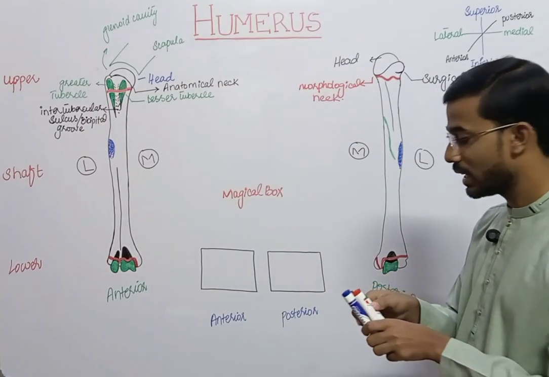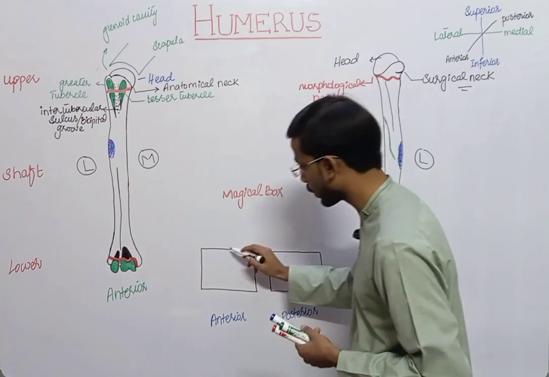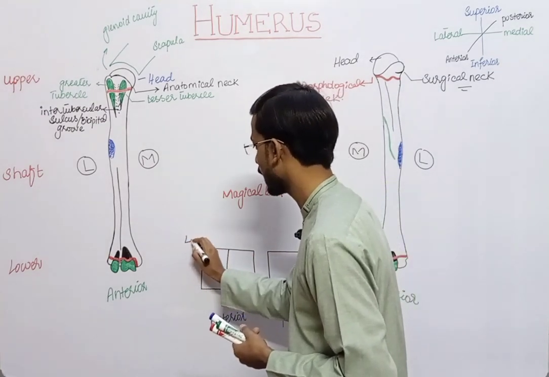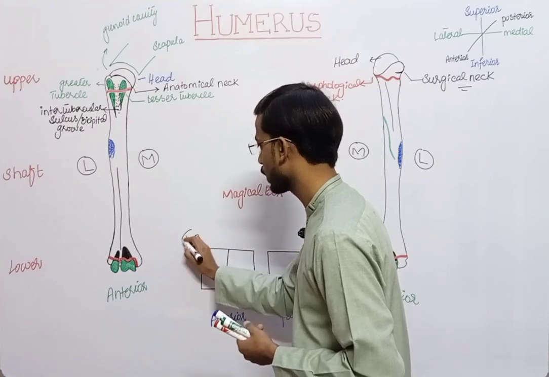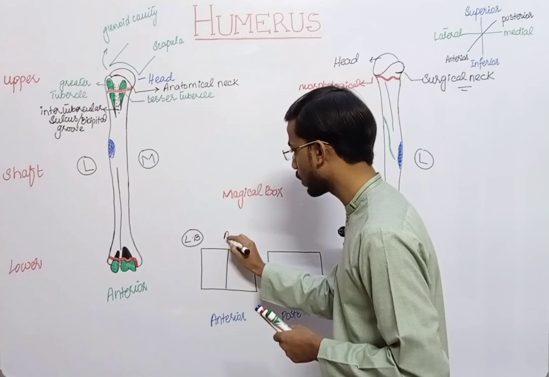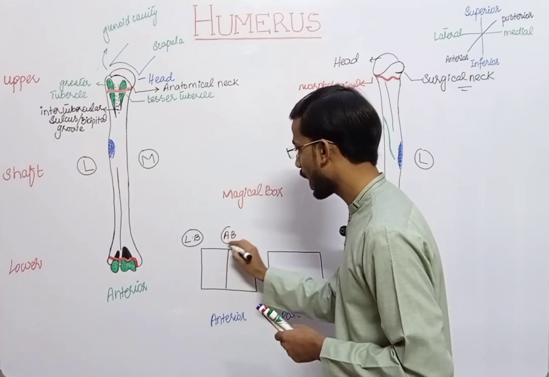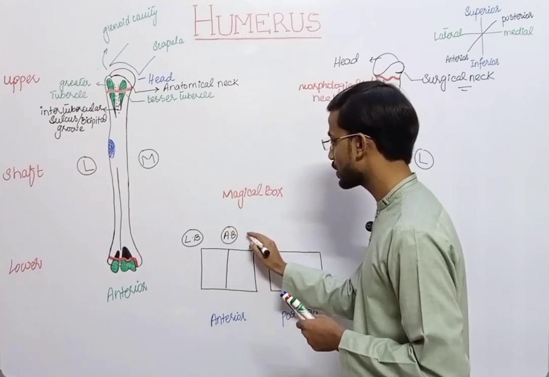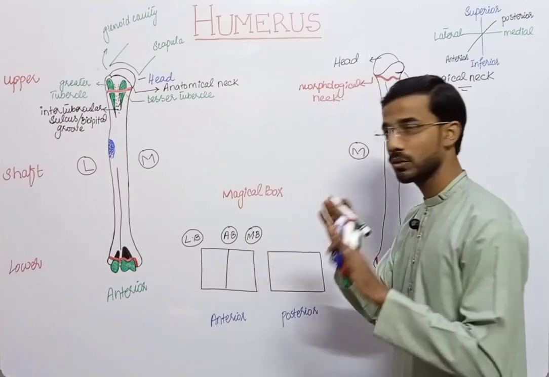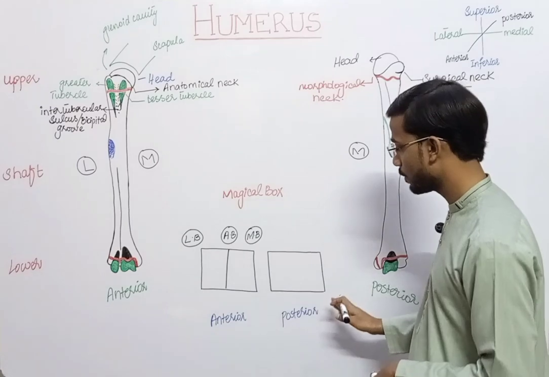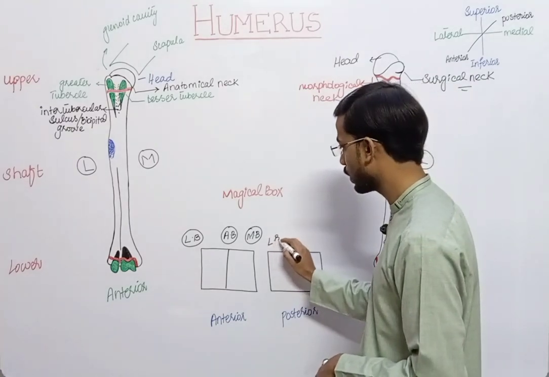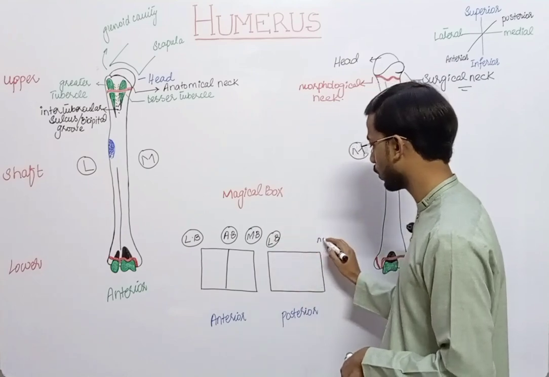We divide the anterior view into three borders. First border is the lateral border. Middle is the anterior border, and next is the medial border. So these are three borders. Same here, at the posterior view, there is a lateral border and medial border.